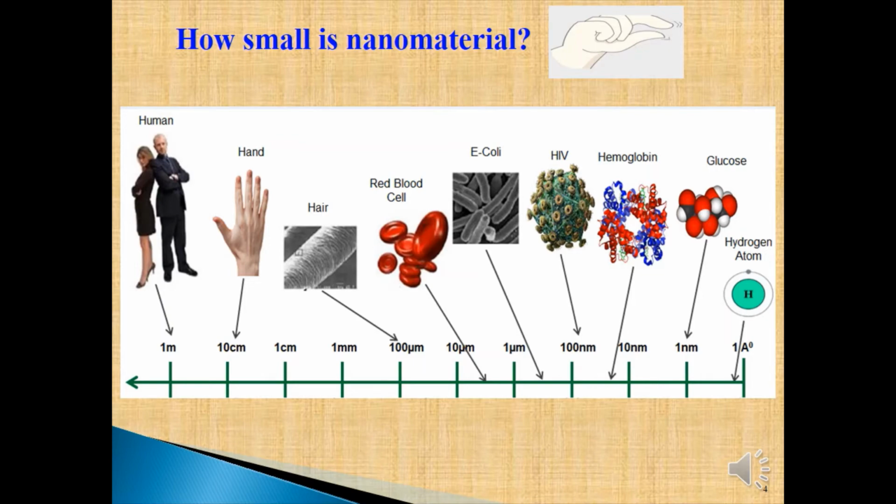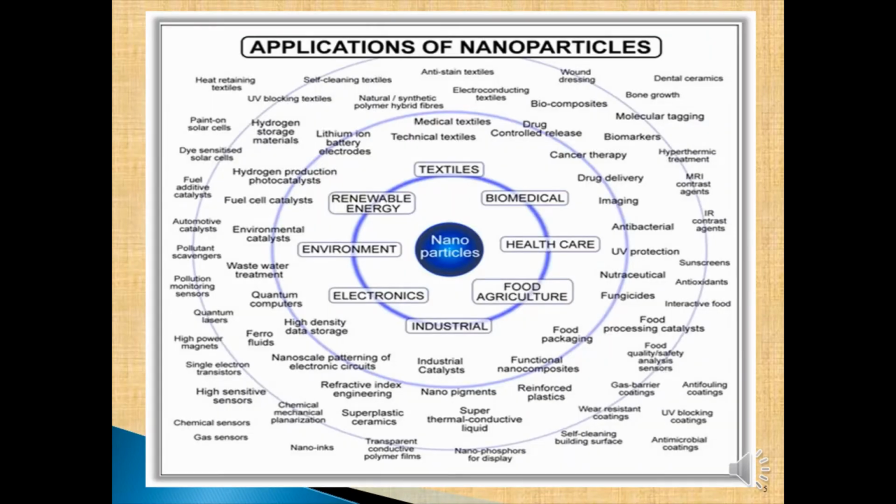Applications of nanomaterials. Nanomaterials have a wide range of applications in almost all fields. Nanomaterials are now deeply rooted in every segment of today's world, whether it is textiles, biomedical, healthcare, food, agriculture, industrial, electronics, environment and renewable energy. A few applications of nanomaterials are given in the below diagram.